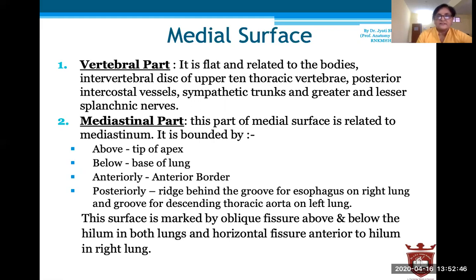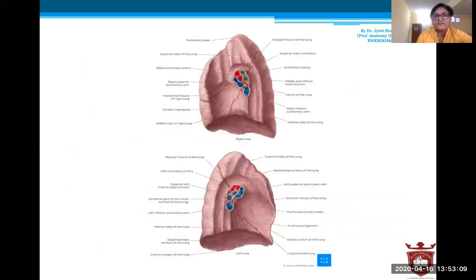And the medial surface is related to mediastinum. It is divided above by the tip of apex, base of lung, anteriorly anterior border, and posteriorly ridge behind the groove for the esophagus on the right lung and groove for the descending thoracic aorta on the left lung. The surface is marked by oblique fissure above and below, and the hilum in both lungs and horizontal fissure anterior to hilum in the right lung. Again, we see the medial surface in the diagram.